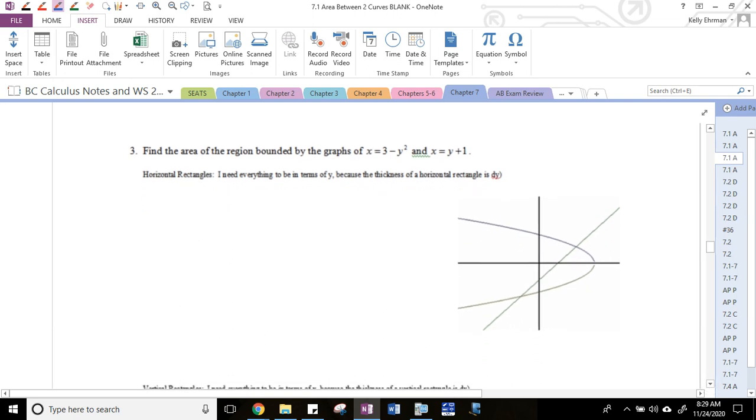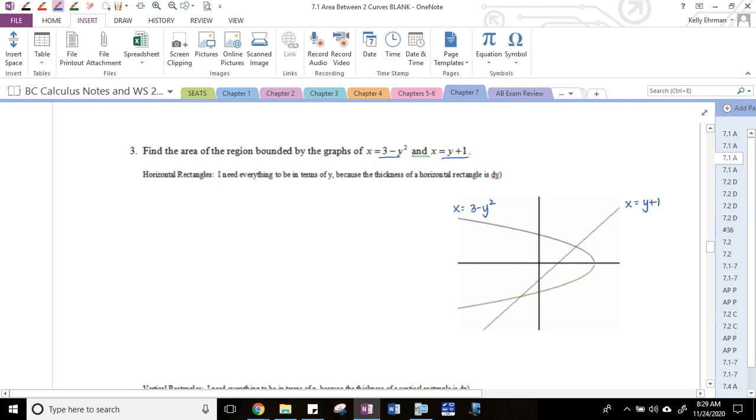Here's one that's in terms of y. Find the area of the region bounded by the graphs x equals 3 minus y squared and x equals y plus 1. So first of all, identify those. Here's x equals y plus 1. And this parabola is x equals 3 minus y squared.